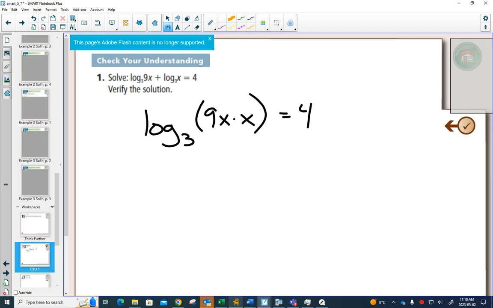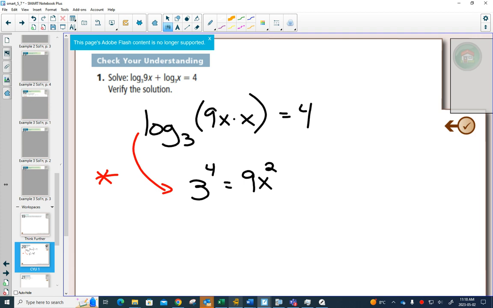And then once you have that single logarithm, now here's the weird step where you use the definition. Change it to exponential form. The base is 3. The exponent is 4. And it's going to equal 9x squared.